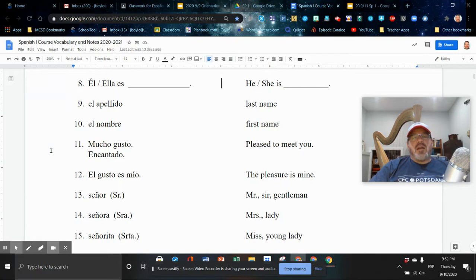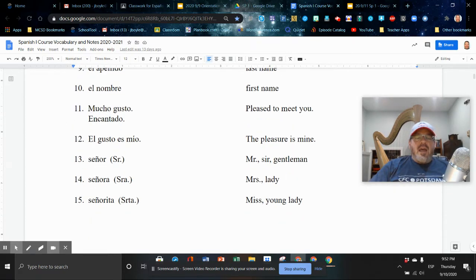Here we go. Number 9, el apellido. Number 10, el nombre. Mucho gusto. Encantado.